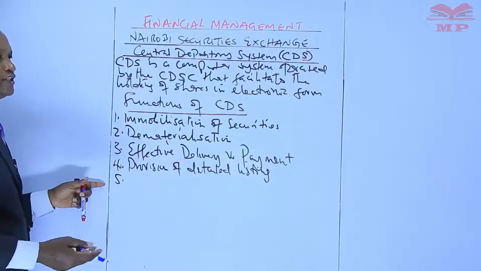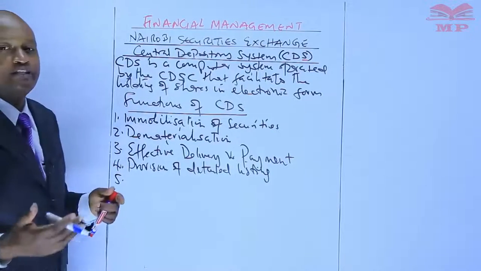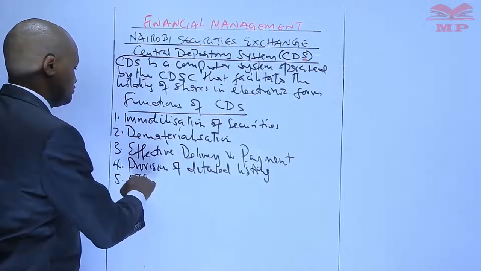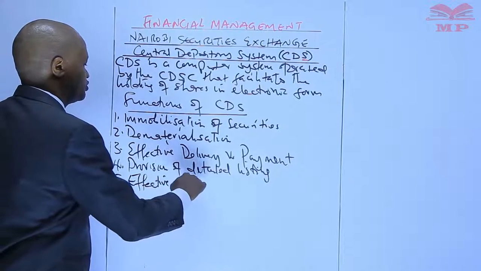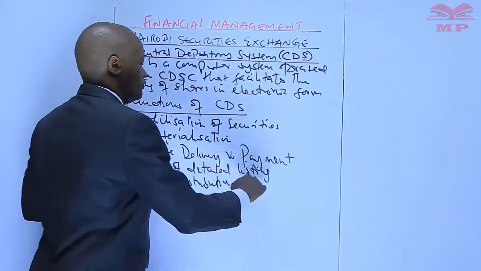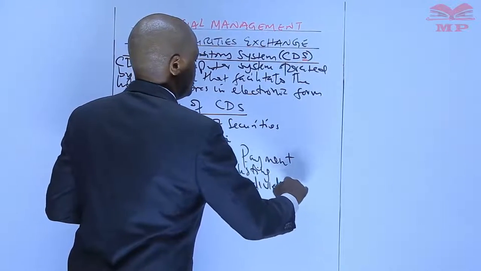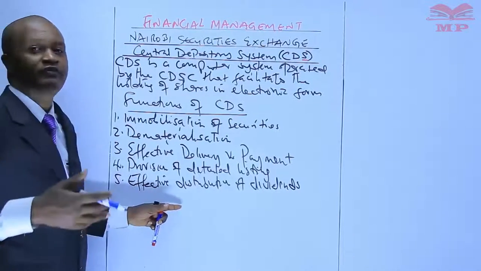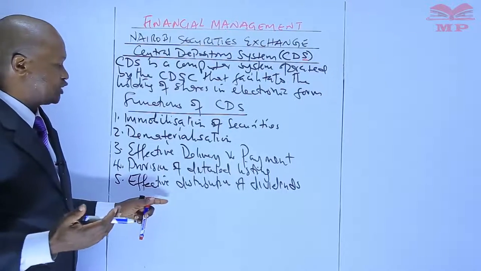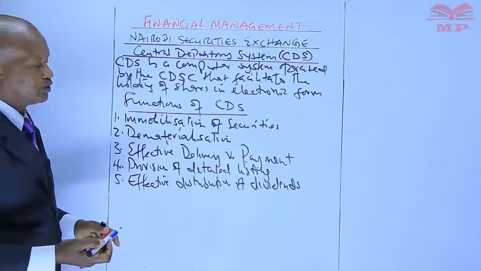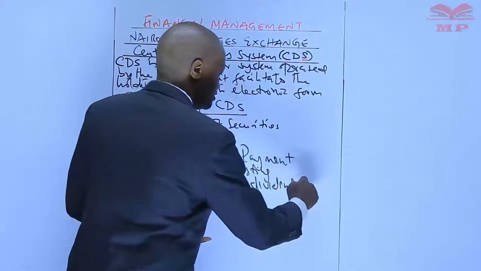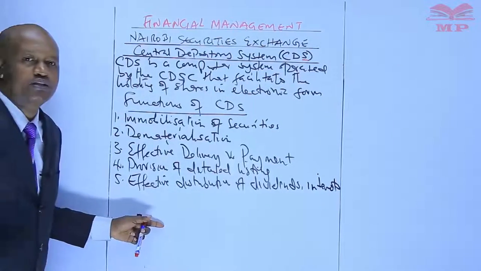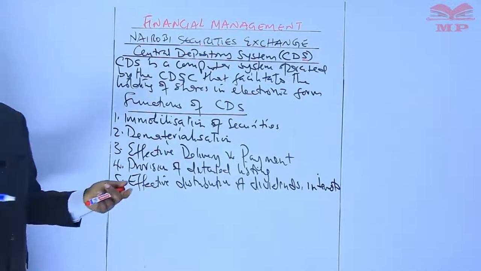Number five, effective distribution of dividends. Again, underline the word effective. There has to be effective distribution of dividends, and you can even add interest, dividends, interest, rights issues, bonus issues, and so on.